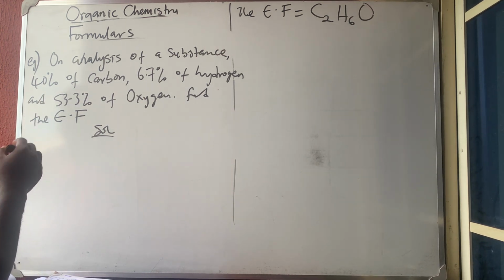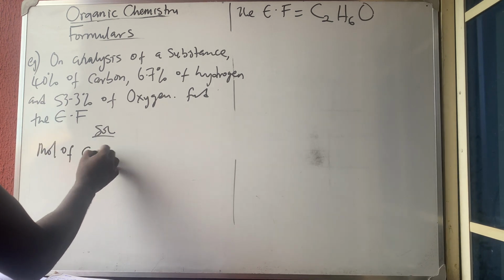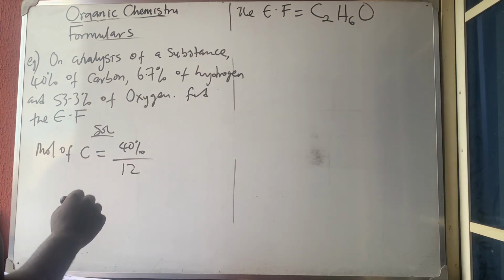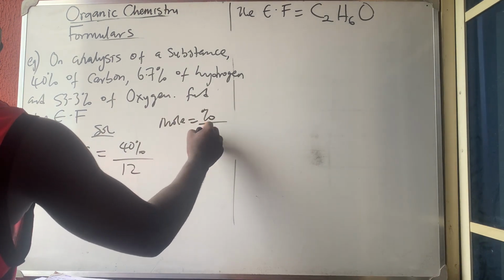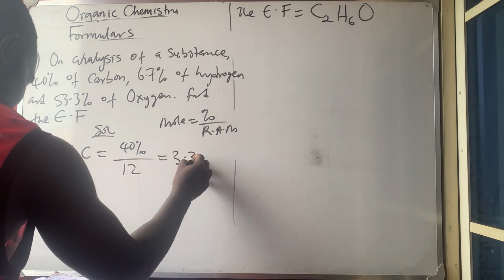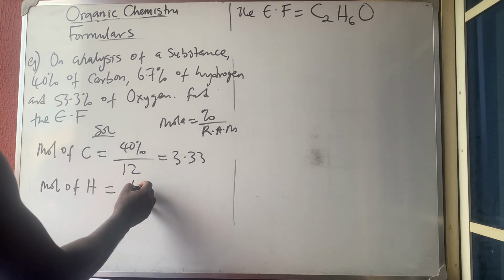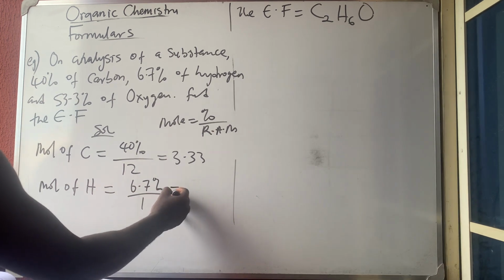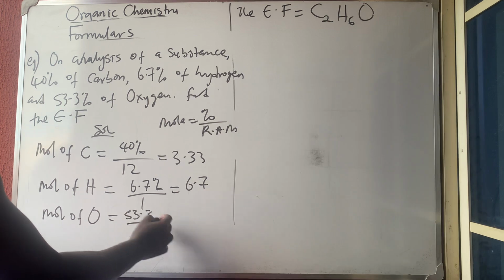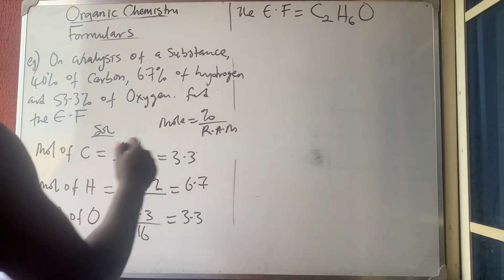So we know that the mole of carbon is 40% over the relative atomic mass of carbon, which is 12. Don't forget, mole is equal to percentage over the relative atomic mass. Very important formula. So 40 divided by 12 gives 3.33. The mole of hydrogen is 6.7% divided by 1, which is 6.7. The mole of oxygen is 53.3 divided by 16, which gives another 3.3.